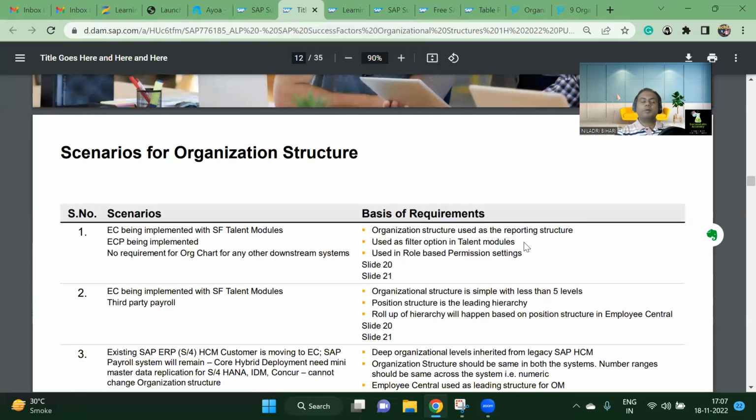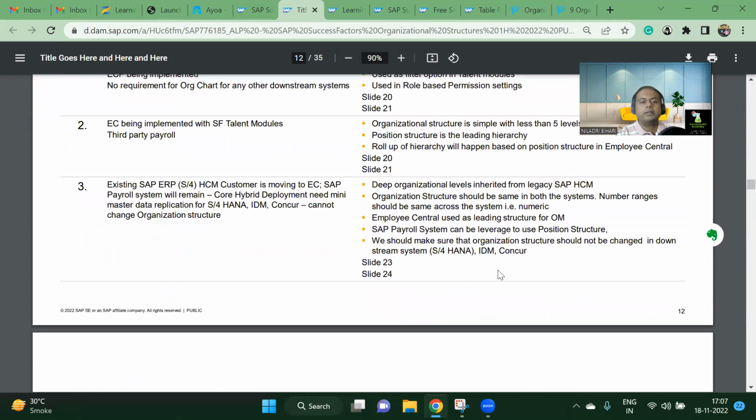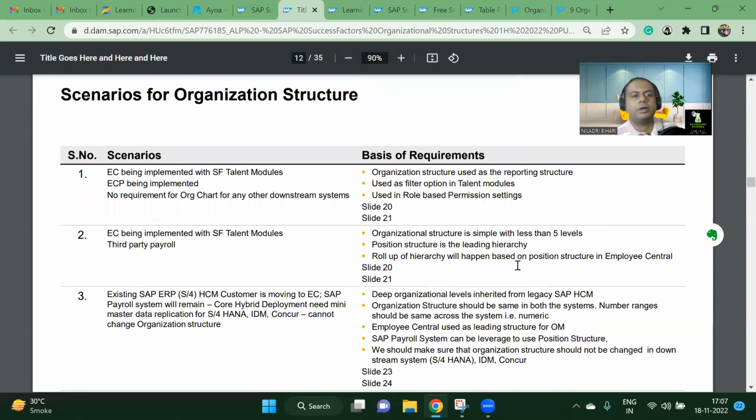Some organizations may start with the talent module, some may start with the EC module. Some may have heavily invested in SAP HCM and might be moving to SuccessFactors. Everything has a different approach. In this, we will talk about three different scenarios as per the ALP guide. The first scenario is EC being implemented with all SAP talent modules. ECP is being implemented.